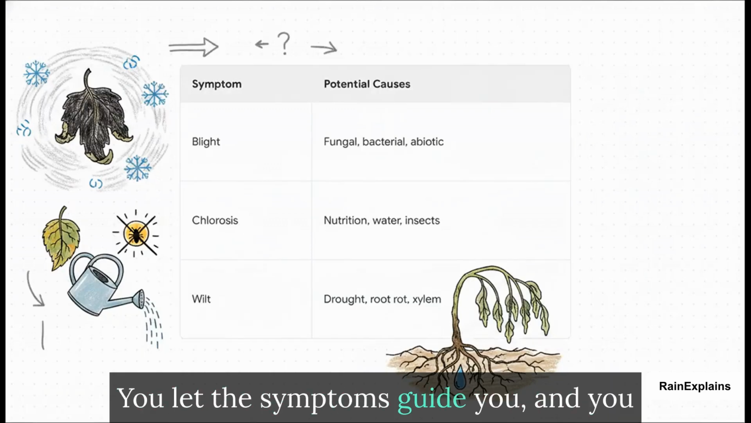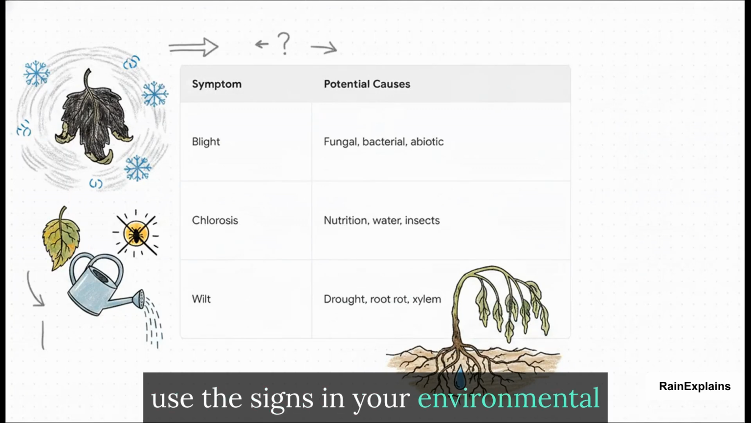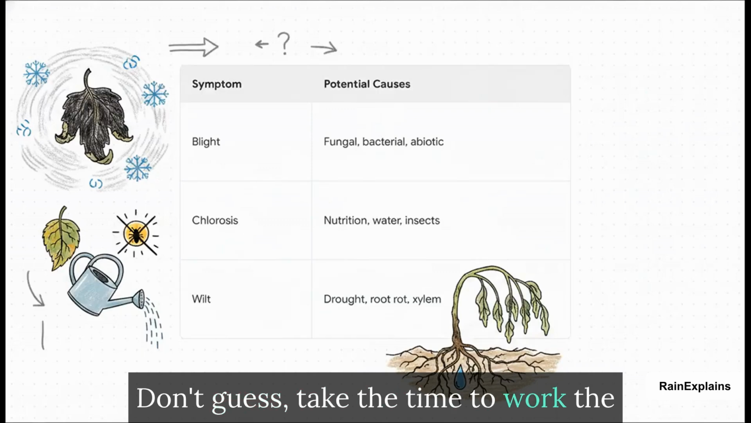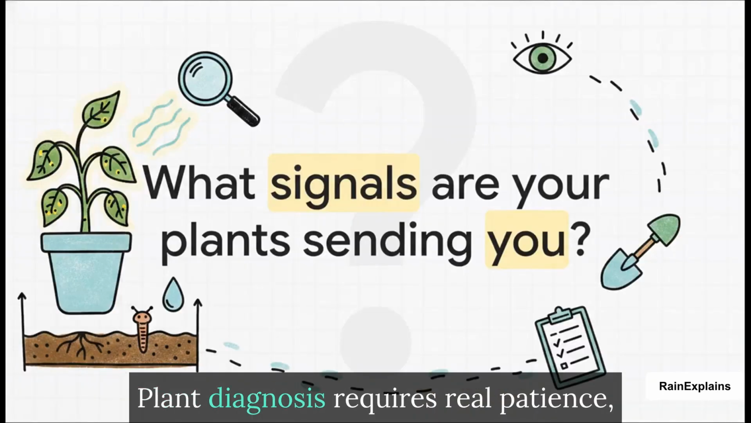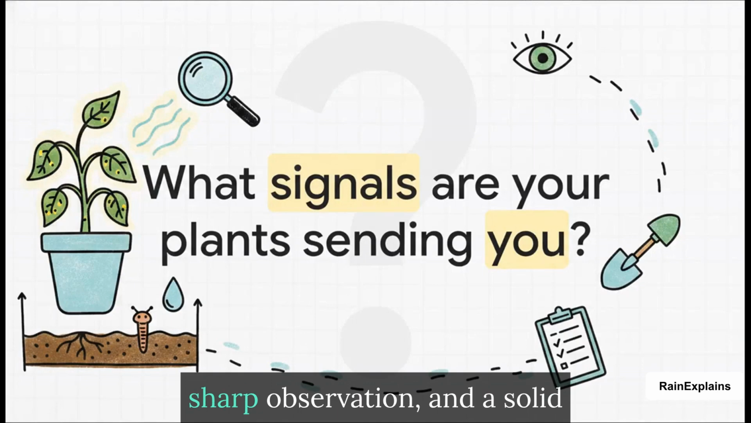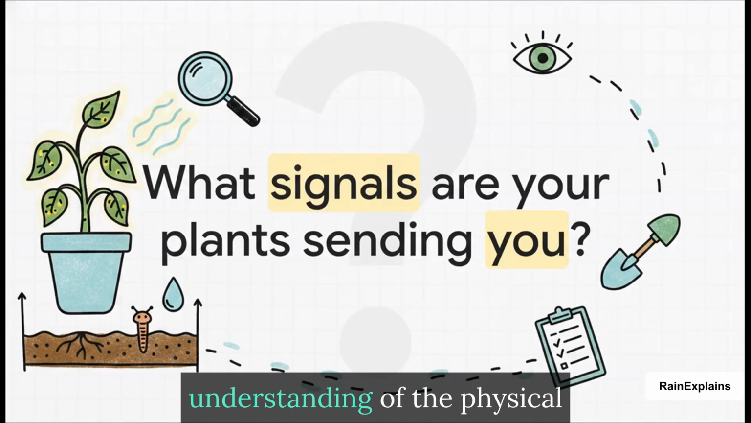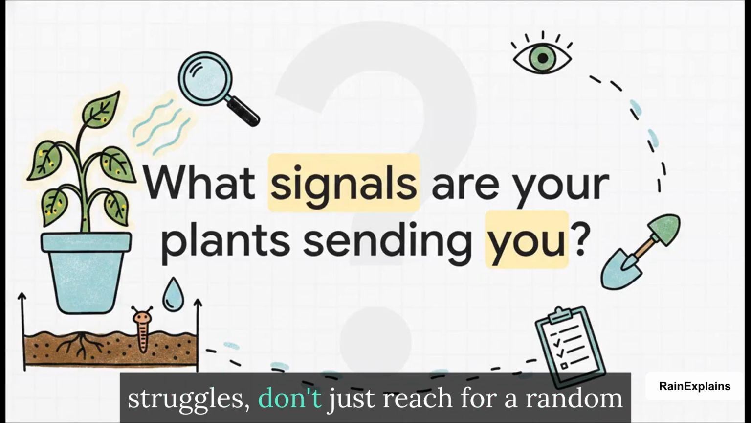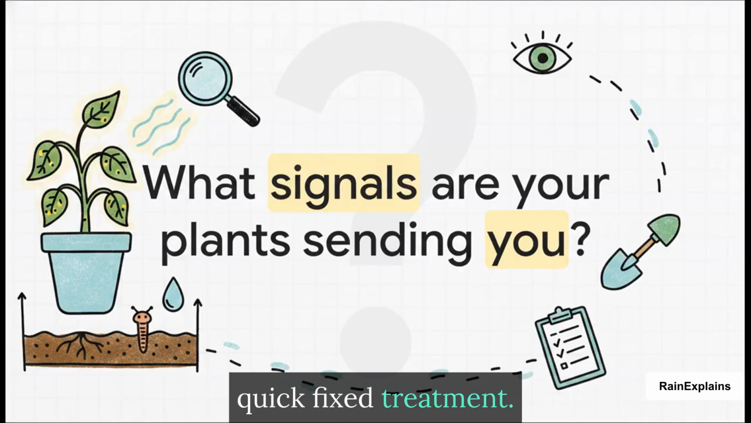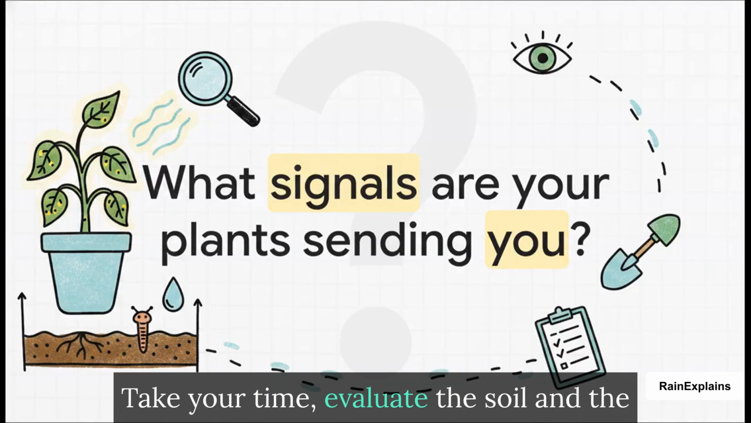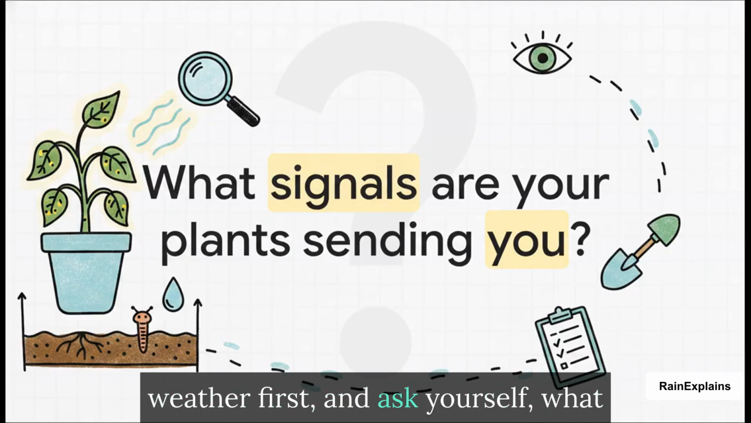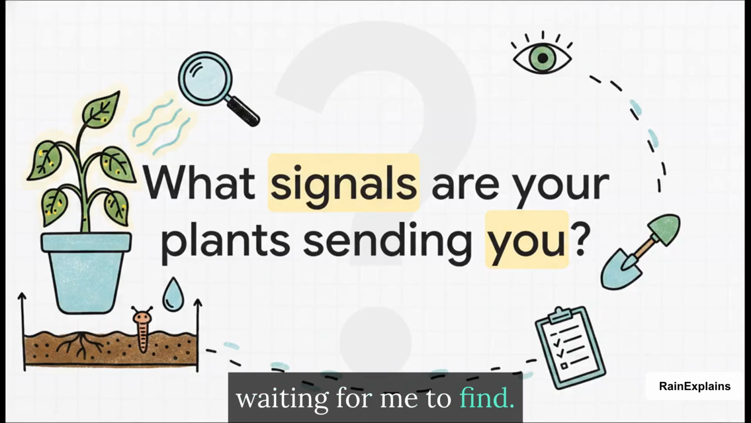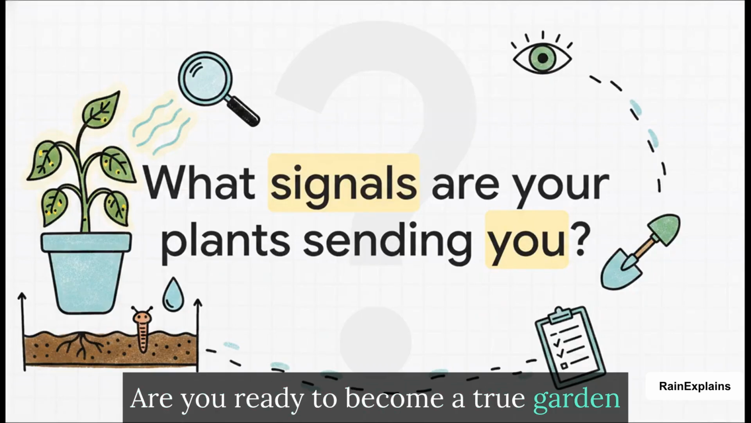You let the symptoms guide you, and you use the signs in your environmental knowledge to lock in the answer. Don't guess. Take the time to work the process. Plant diagnosis requires real patience, sharp observation, and a solid understanding of the physical environment. The next time a plant in your care struggles, don't just reach for a random quick fix treatment. Take your time, evaluate the soil and the weather first, and ask yourself, what forensic clues is this plant desperately waiting for me to find? Are you ready to become a true garden detective?